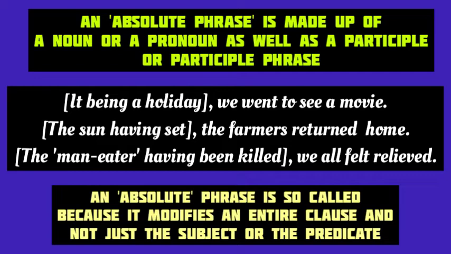In the next example, the sun having set is the absolute phrase consisting of the noun sun and the perfect participle having set. Here the absolute phrase tells us why and when the farmers returned home. In the last example, the man-eater having been killed is the absolute phrase consisting of the noun man-eater and the perfect participle in passive voice having been killed. In this sentence, the absolute phrase or the nominative absolute tells us the reason why we all felt relieved.